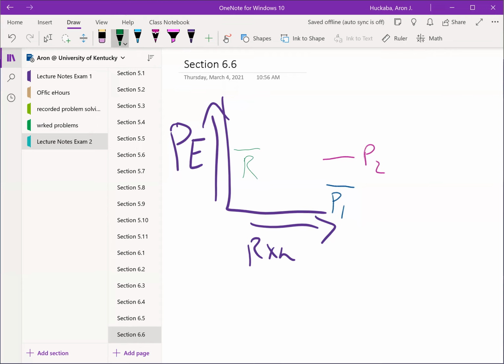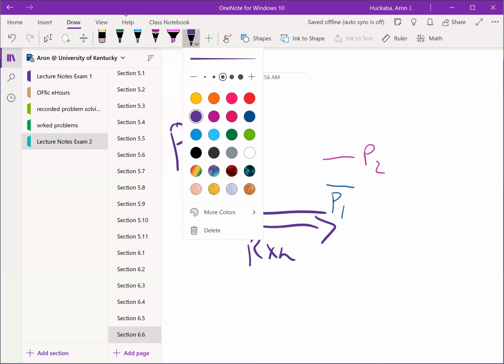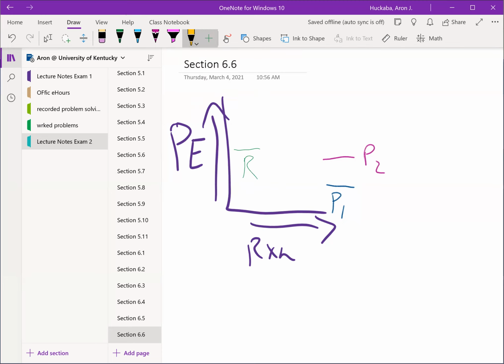But now let's do blue. The activation energy for the blue one is higher than the activation energy for the second one. So now we have a conundrum, right? Because thermodynamics would tell us that P1 is actually the favored product.